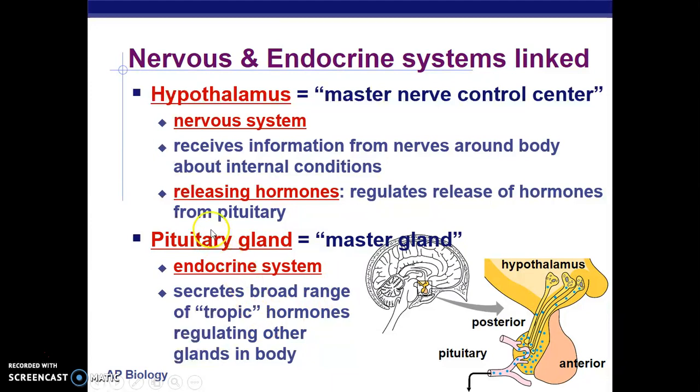But again, the key thing to understand here is that the hypothalamus, hi Kaiser, Kaiser jumps up on the computer. As I got distracted by Kaiser, I forgot what I was saying. I'll have to restate what I was saying.